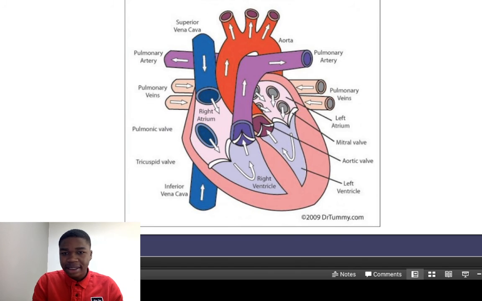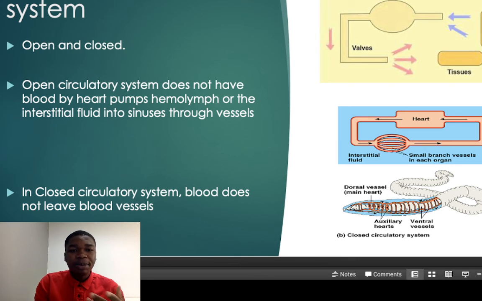So this is the structure of the heart, which you should know by heart, I guess. Know all the parts which are involved. Know all the blood vessels. Know all the chambers. Just know every aspect of the heart. Then we have the types of the circulatory system. We've got an open and closed circulatory system.